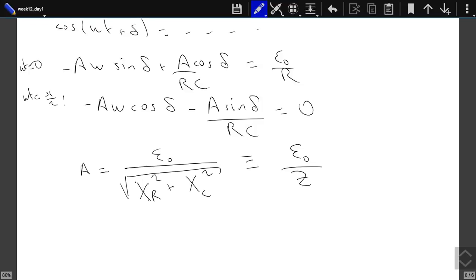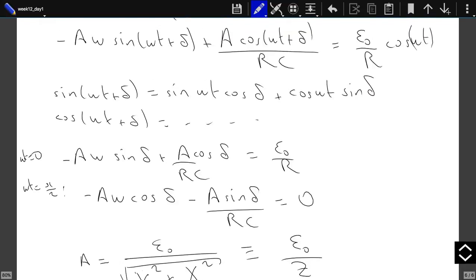Now, we will study this in more detail tomorrow. Any last minute questions? Yes, because cosine pi over 2 is 0. You see, cosine pi over 2 is 0.